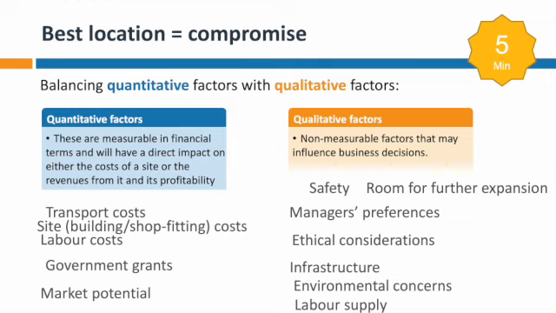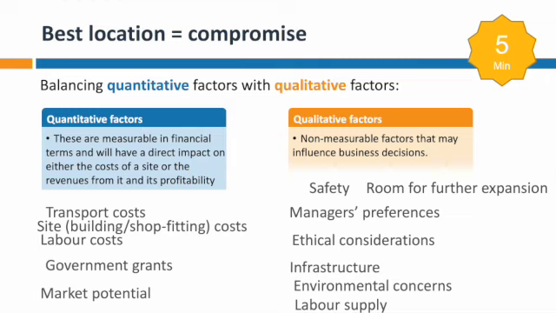Now, as for qualitative factors, this can be anything from safety to, let's say, the option for some further expansion. If you basically have room around your factory to maybe expand the factory or not. It can be anything as easy as managers' preferences. Some managers might prefer a certain location, and other managers might prefer a different one. Ethical considerations, of course.